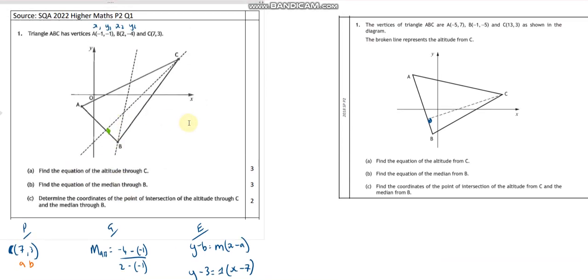So very, very helpful. They've drawn your line. You see here the median is going to cross the midpoint between AC. I'm just going to write down A as -1, -1. And C is 7 and 3. So what is that midpoint in there then? Add the x's together for 6, divided by 2 is 3. Add the y's together, -2, divided by 2 for -1.